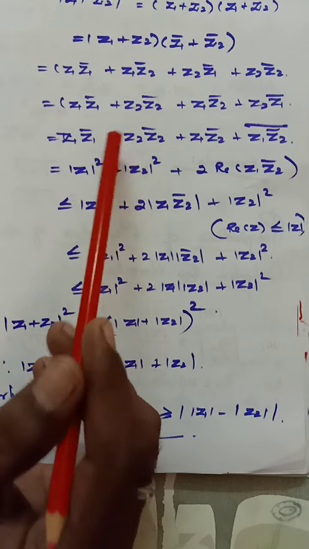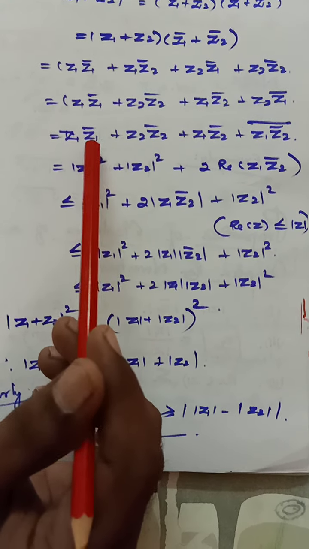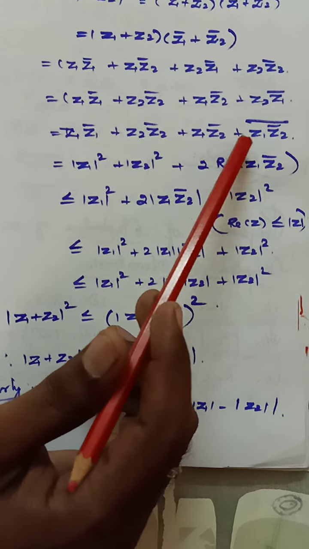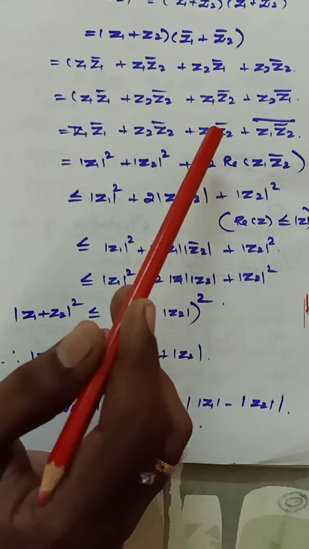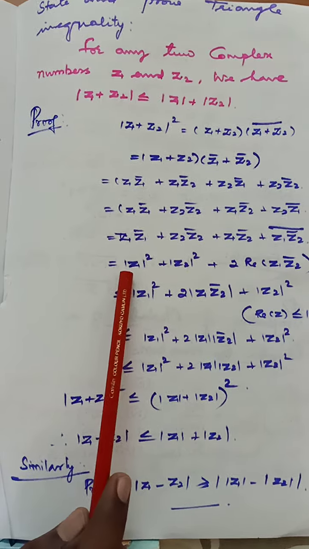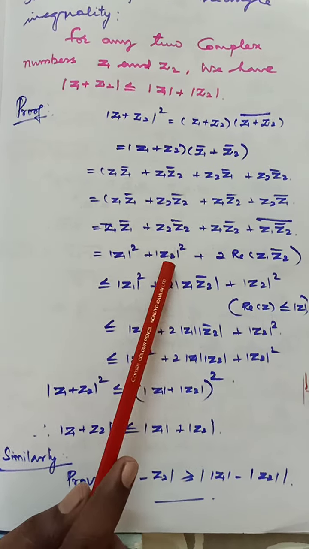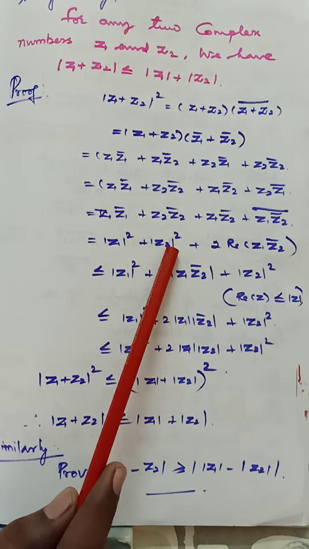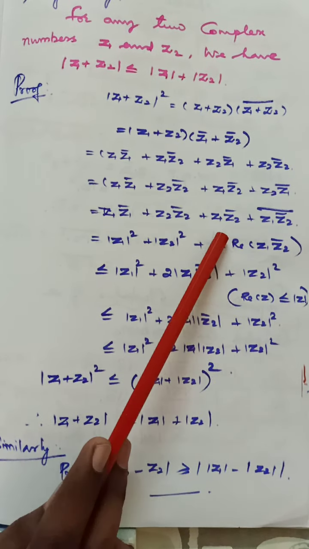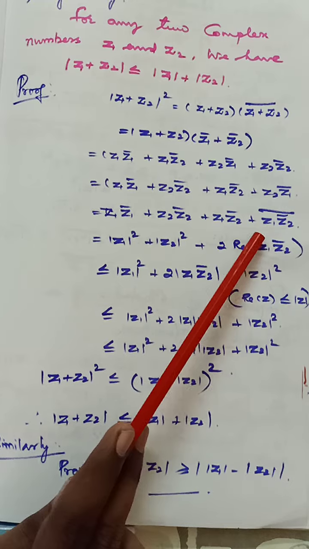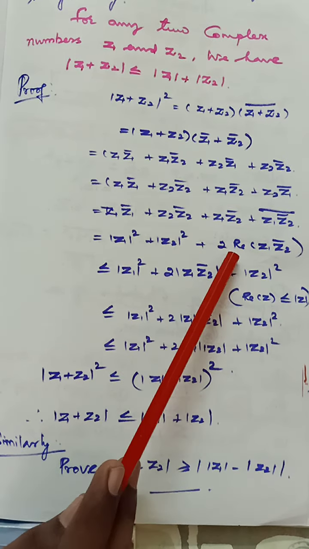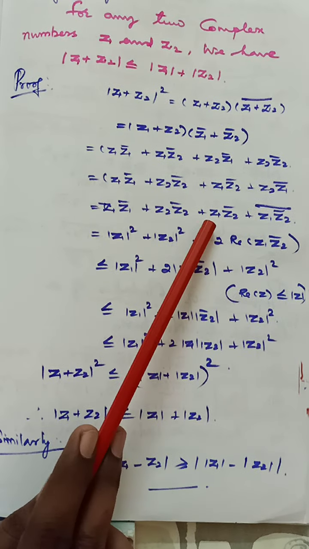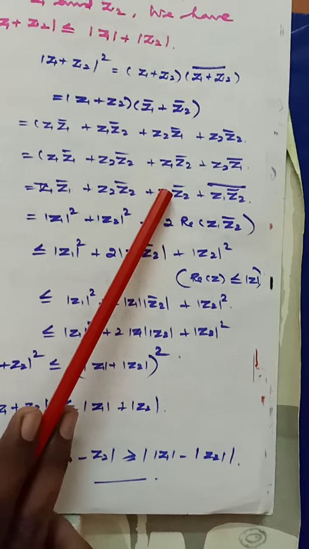After that, grouping: z1 z1 bar plus z2 z2 bar plus z1 z2 bar plus z1 z2 bar the whole bar. So mod z1 square plus mod z2 square, since z1 z1 bar is mod z1 square, like that. Mod z2 square plus this is like z plus z bar, which is one of the properties, 2 times the real part of z. Your z is nothing but z1 z2 bar.